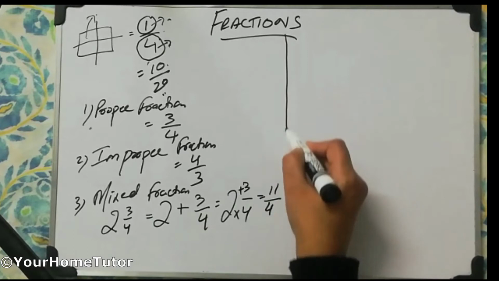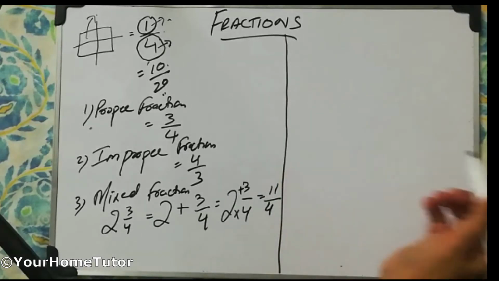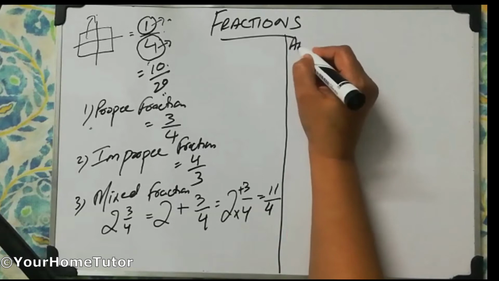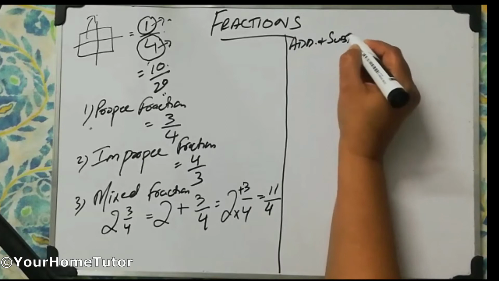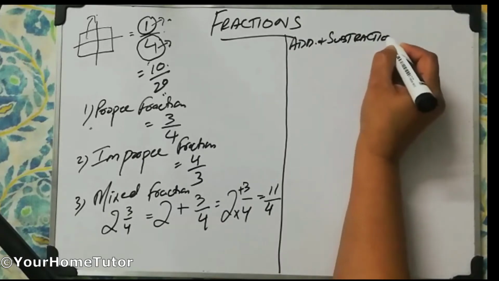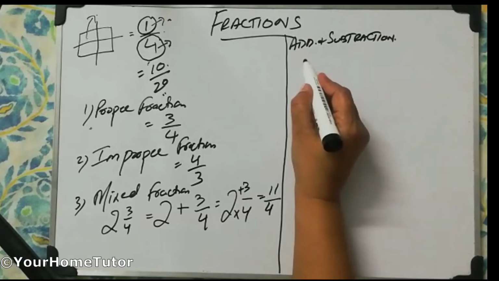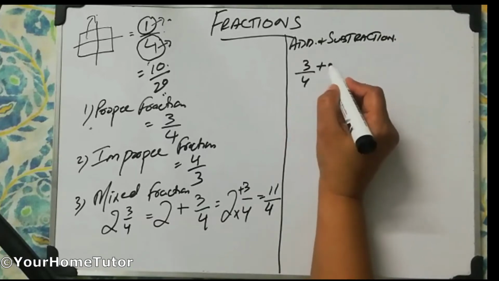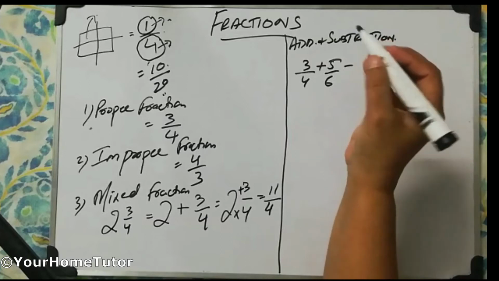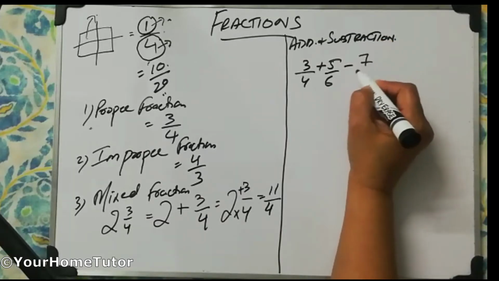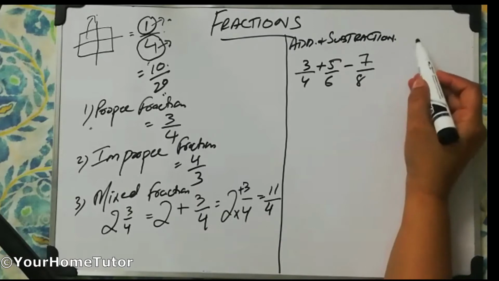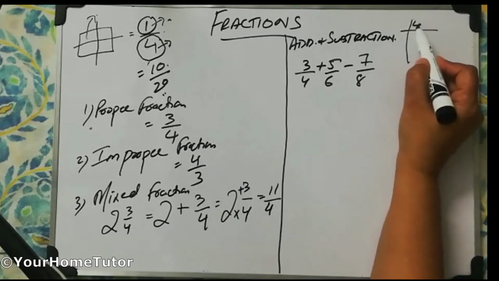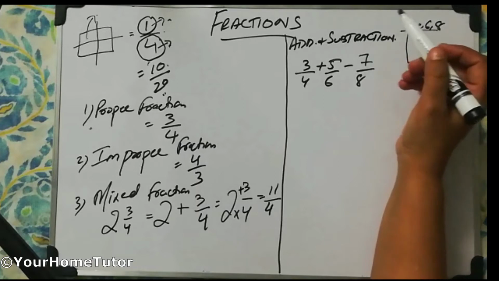Now how to do addition or subtraction, or you can say multiplication and division. For example, if we have an addition and subtraction question related to fractions. Now how to solve? Suppose I have 3 upon 4 plus 5 upon 6 minus 7 upon 8, and I have to simplify it. Now what to do? First of all, we have to take the LCM of all three denominators, and you know how to take the LCM. We have discussed this previously.